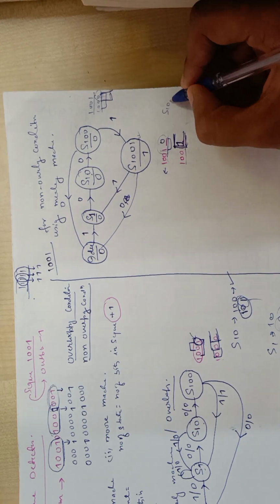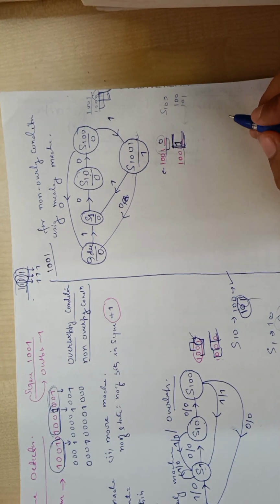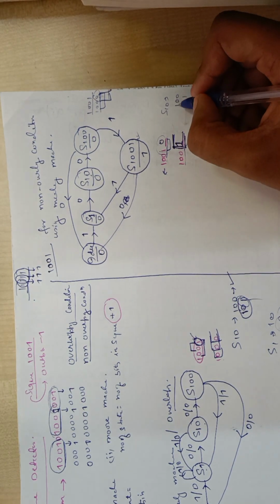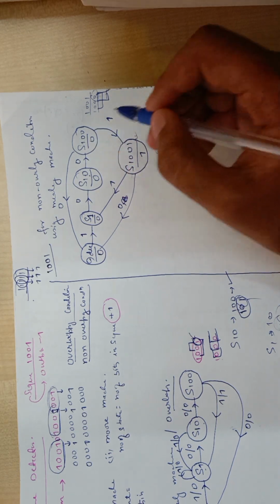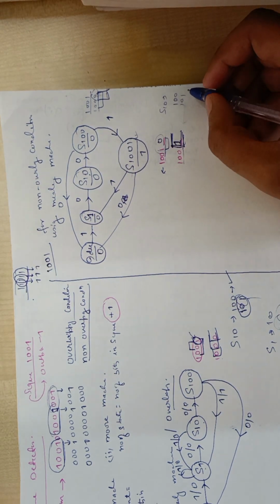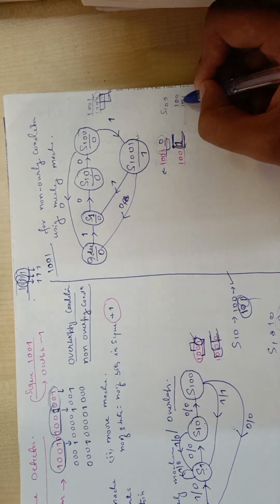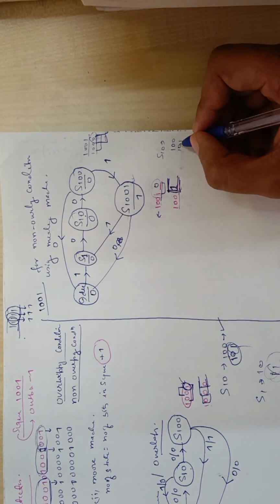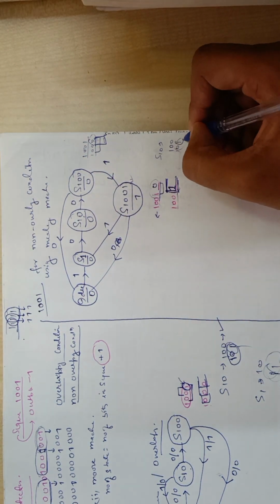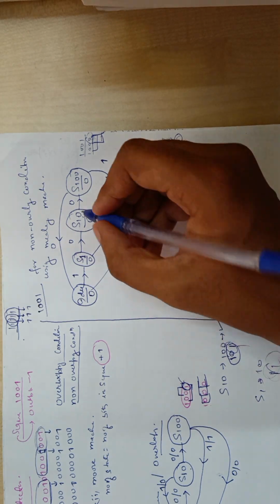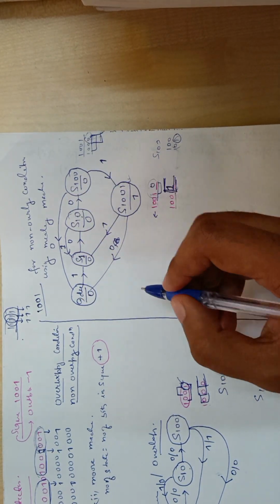Similarly, at S10, the next input will be 100 or 101. For 100 it has moved to the next state called S100. For 101, is there any state? There is not. So if we look at the last 2 digits, they say 01. Is there any state that has 01? No, there is not. Is there any state that has 1? Yes, there it is. So it will move to S1.